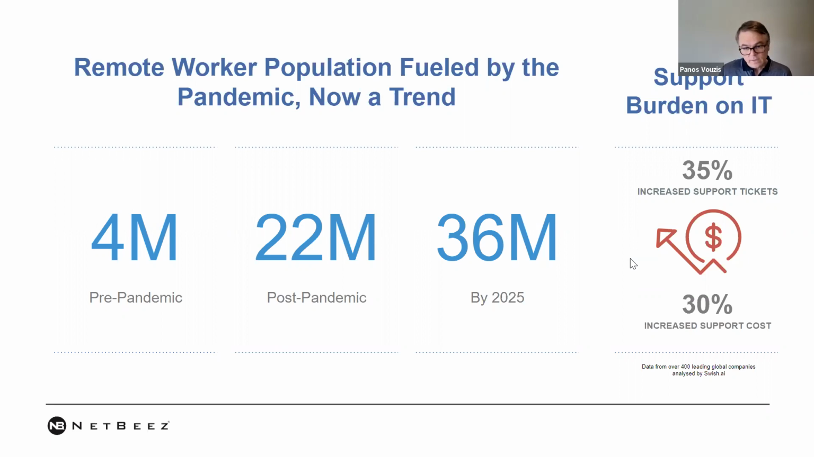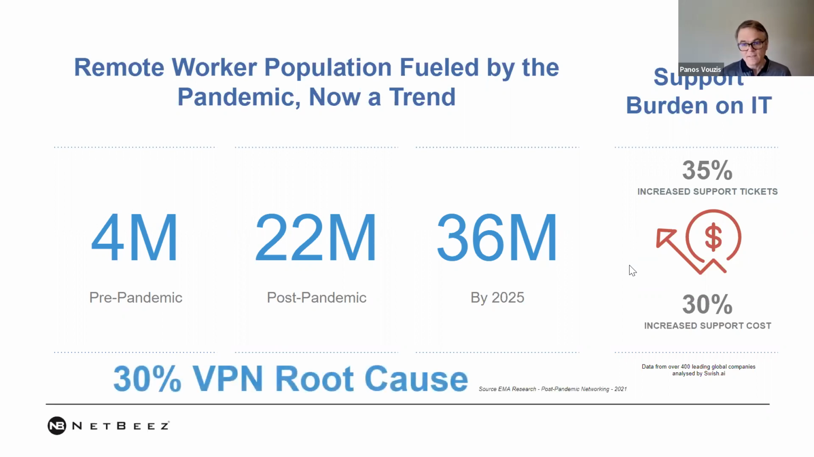Talking about VPN today, from a recent study by EMA, they found out by asking IT professionals that 30% of the tickets that IT groups were dealing with had the VPN as root cause. So more people on the VPN meant more tickets, obviously, right, around the VPN and other issues, but we'll focus our discussion today around the VPN, right?